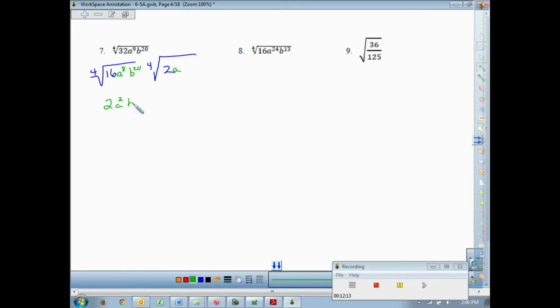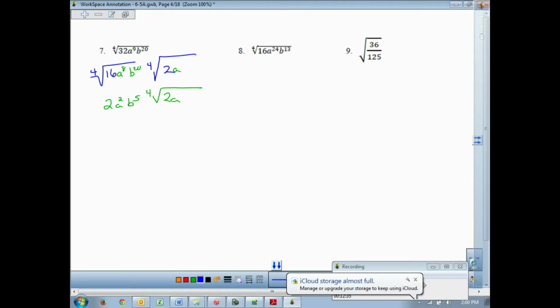A to the second, b to the power over root. We need to divide 20 divided by 4, 8 divided by 4 situation. Then this guy comes down. Check your variable. Is the exponent on your variable less than the index in this situation? Yep. One more. Why don't you pause the video, give him a shot.